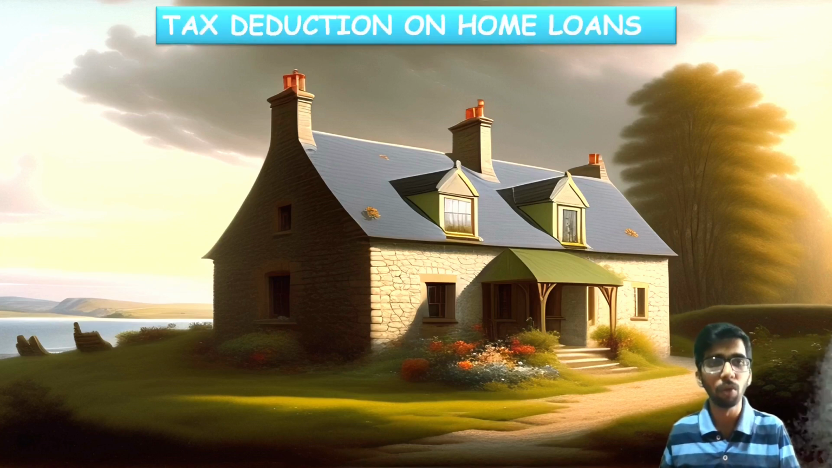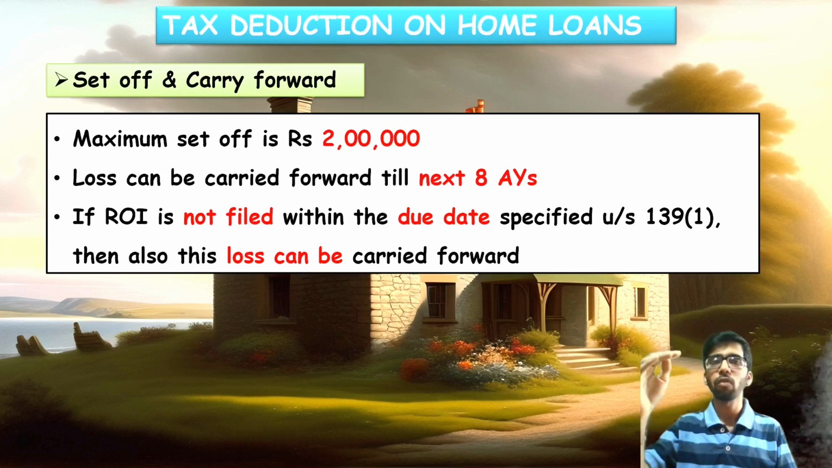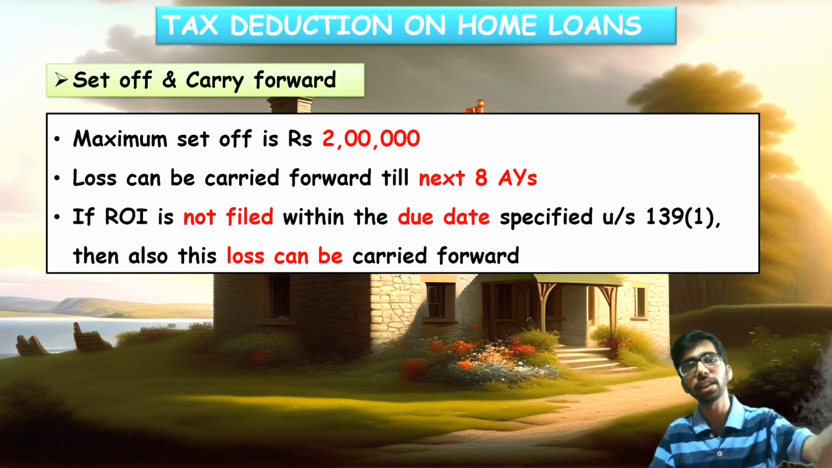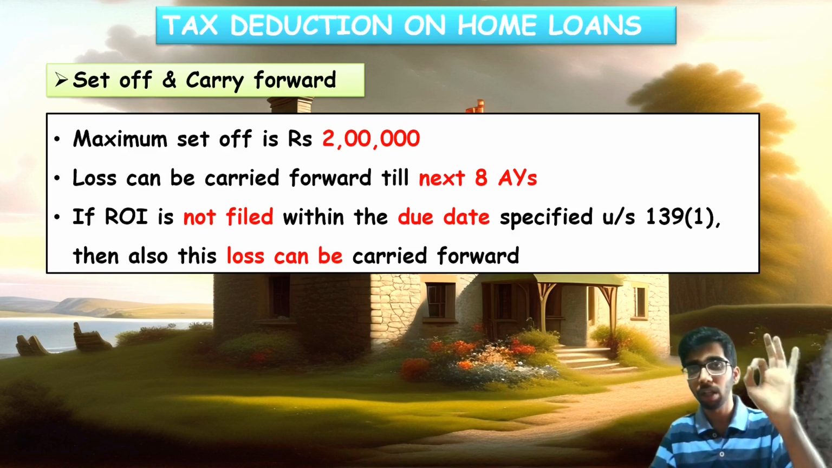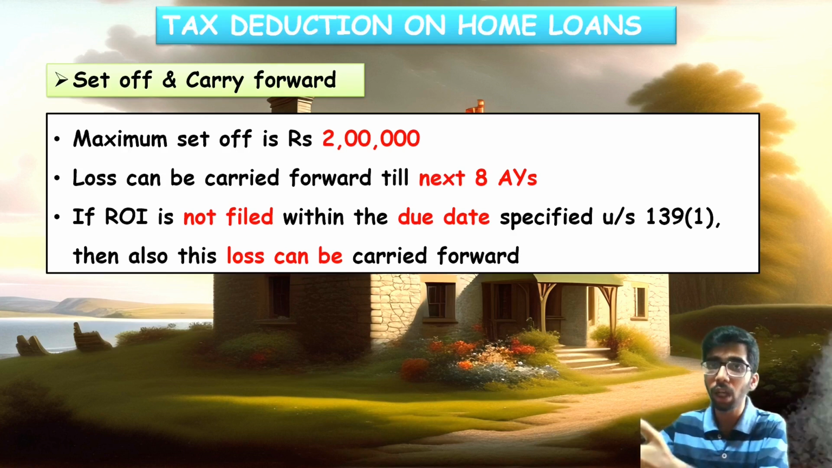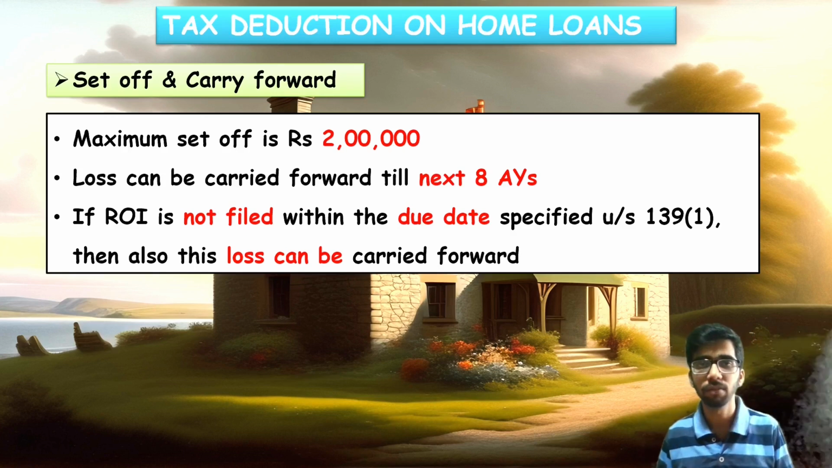Next, tax deduction of home loans, set off and carry forward. The maximum set off is up to 2 lakh. If you incur any loss, that can be carried forward until the 8th assessment year. But remember, this is very important. Even if you file your income tax return after the due date, you can carry forward this loss to the 8 years.